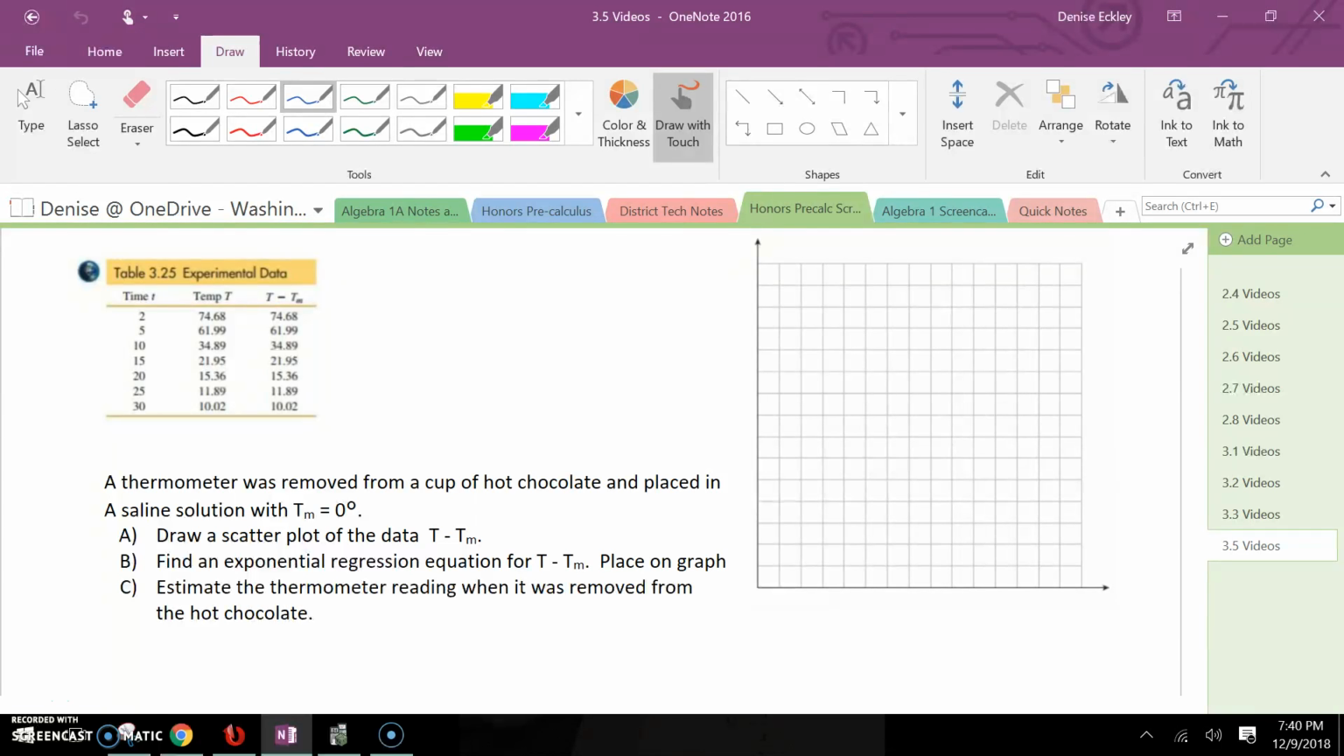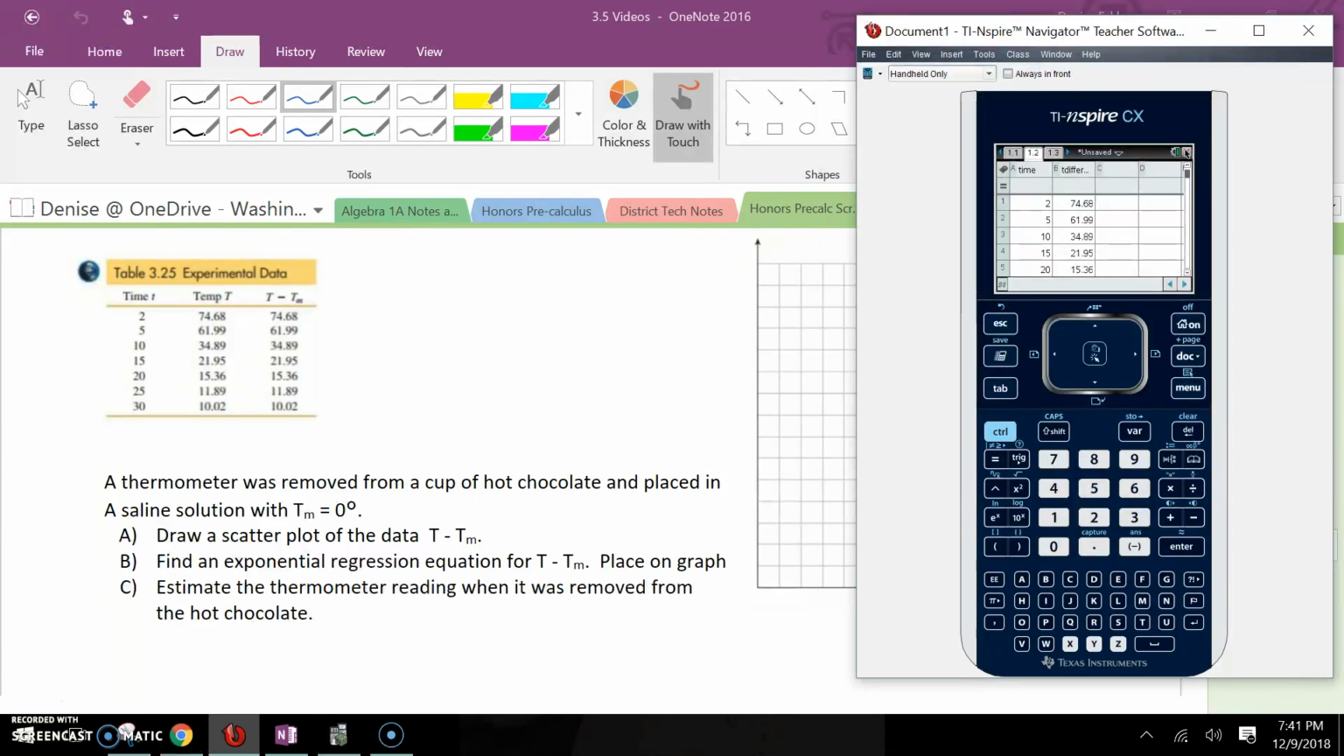So in the example with number 52, we're talking about a cup of hot chocolate that was measured its initial temperature, and then the temperatures were measured over time after it was taken out of the hot chocolate and then put back in, and it was placed in a saline solution where the initial temperature of that medium was 0 degrees centigrade. So we were given a table of the temperatures and the change in temperature, and we were asked first to draw a scatter plot and find a line of best fit.